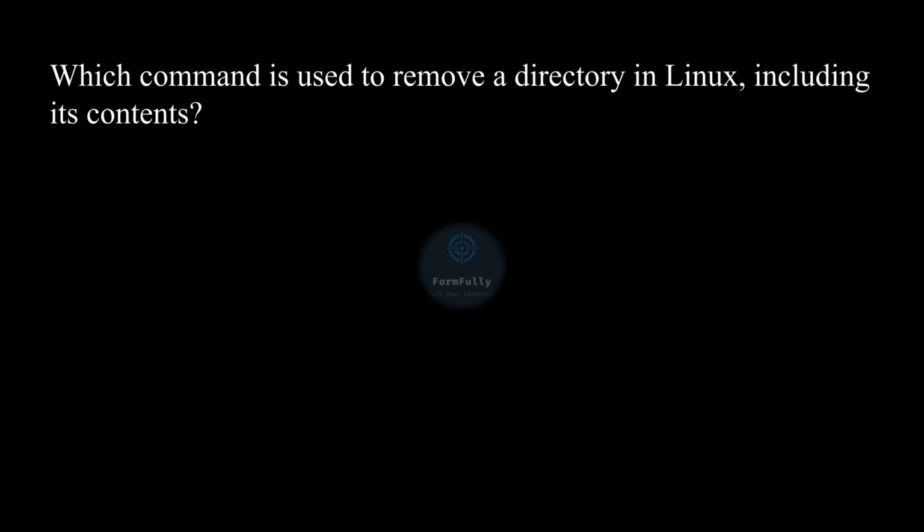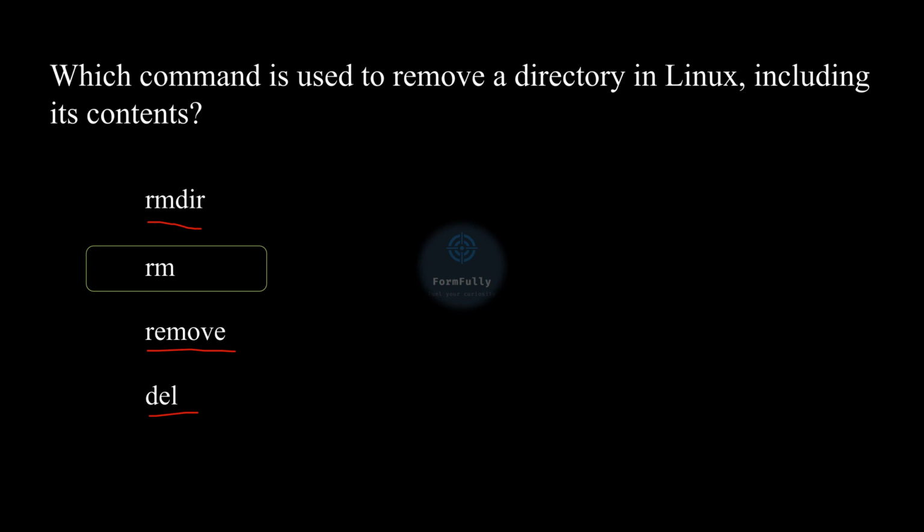Next question. Which command is used to remove a directory in Linux, including its contents? rmdir, rm, remove, del. The rm command with the -r option is used to remove a directory in Linux, including its content. The other options: rmdir is used to remove empty directories. Remove and del are not standard Linux commands for directory removal.